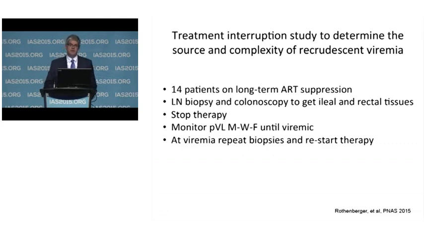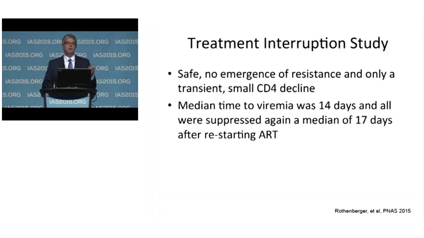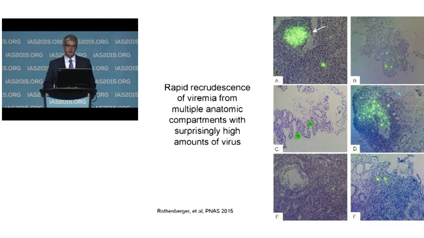They had a lymph node biopsy and a colonoscopy to get ileal and rectal tissues. We then stopped therapy. We monitored peripheral viral load on Monday, Wednesday, and Friday until they were viremic. And then at viremia, we repeated the biopsies and restarted therapy. And first, this was very safe. There was no emergence of resistance and only a transient small CD4 decline. The median time to viremia was 14 days, although it ranged from 5 days to 30 days. And all were suppressed again, a median of 17 days after restarting antiretroviral therapy.